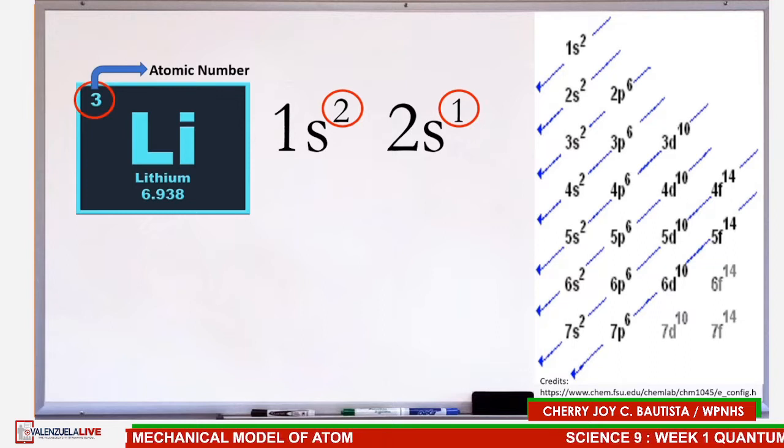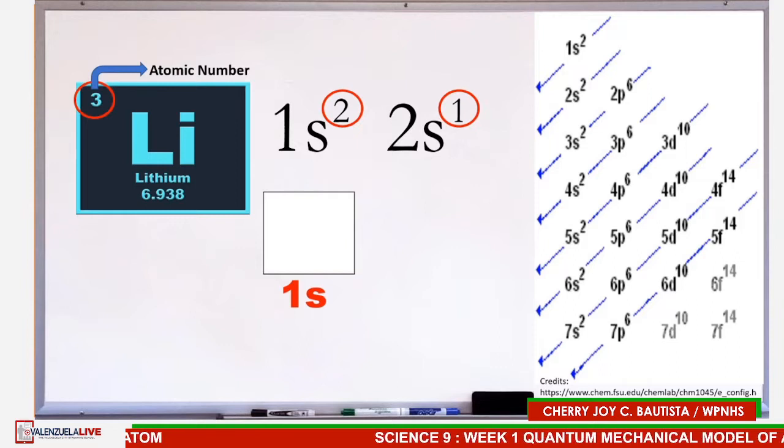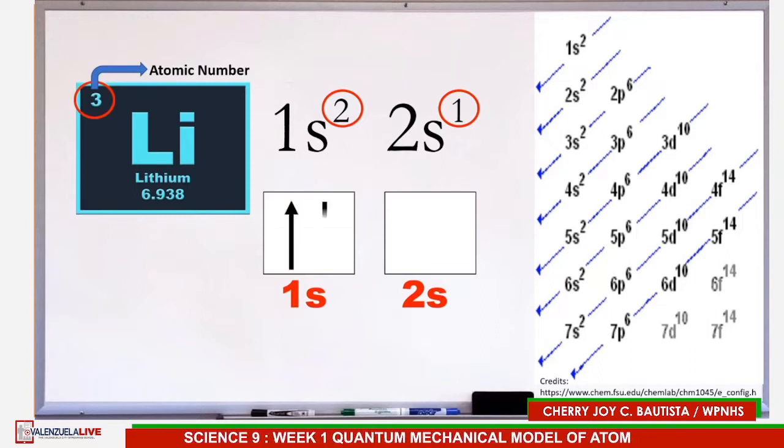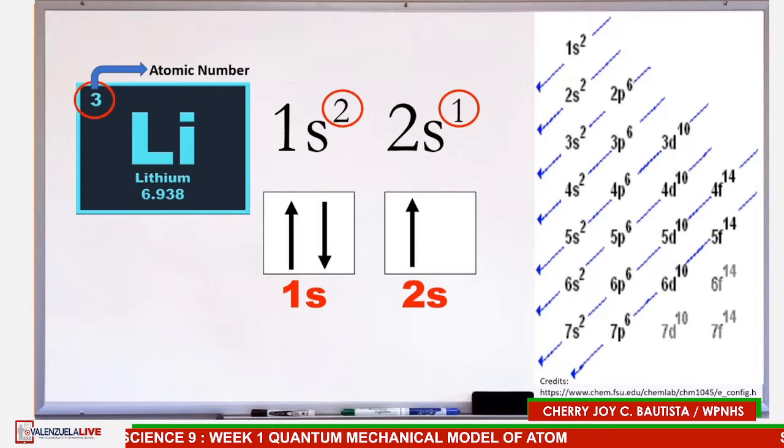Next, the orbital diagram for lithium is this. Again, s has one orbital, so we have one orbital here, and another orbital for 2s1. Then, let's write the arrows following Pauli's exclusion principle and Hund's rule. We have 1, 2, 3. This is the orbital diagram for lithium.